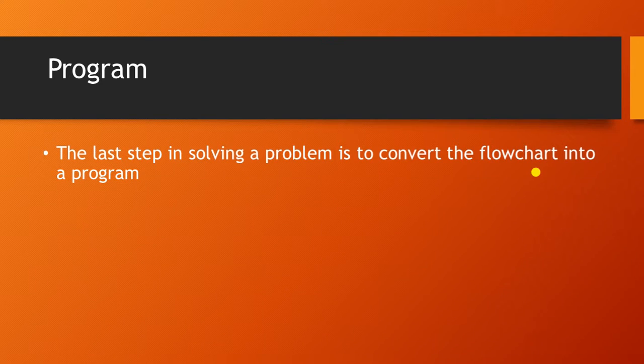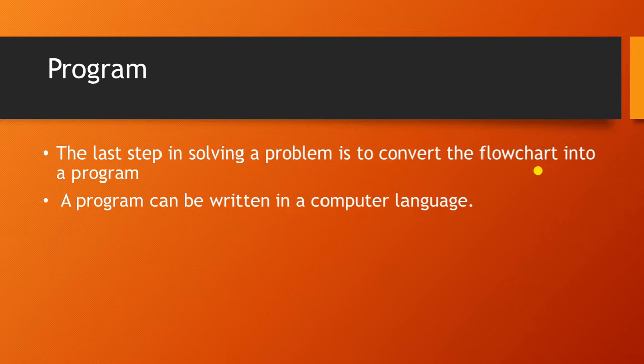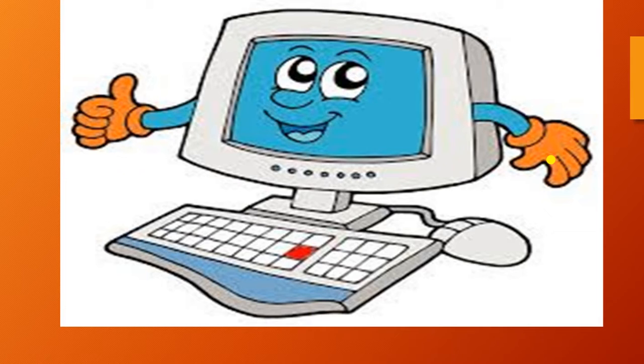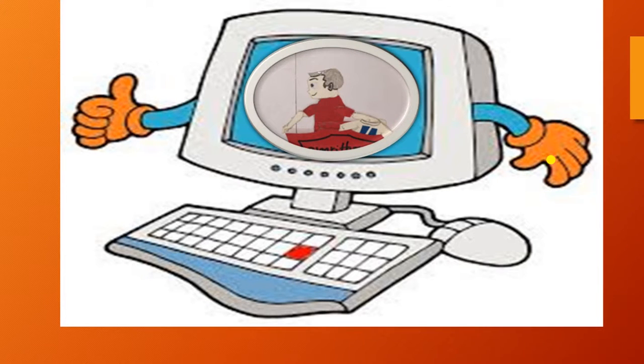The last step to solve a problem is to convert a flowchart into a program, and to write a program we use a computer language, and most of you, almost all of you, have a good idea about computer languages as you have already done this chapter. So children, this is all about your algorithm, flowchart and program. These are the three steps a computer follows to do your task, to do your problem solving. So this much is for this chapter. Thank you children, keep learning.